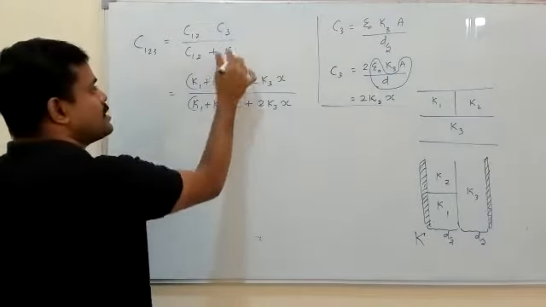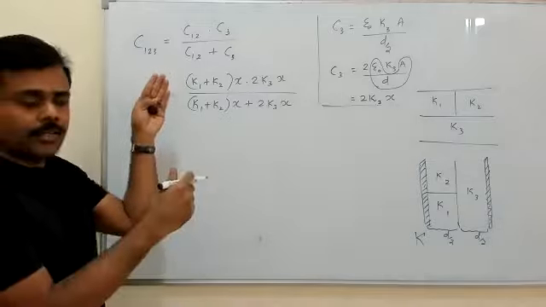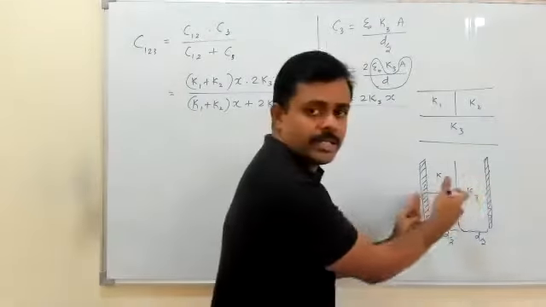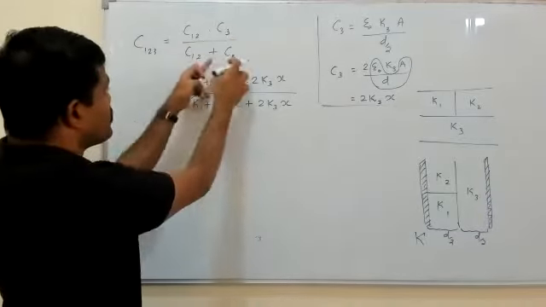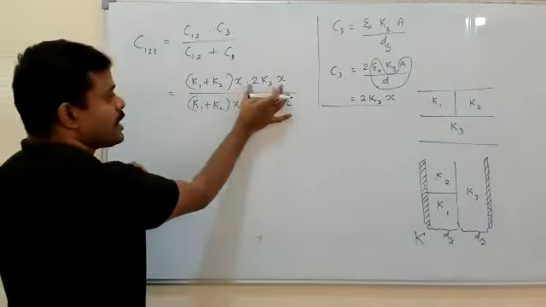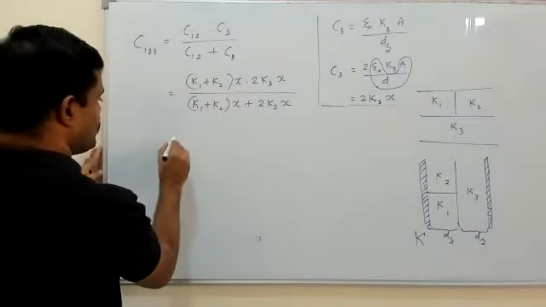That's again common sense. No physics, right? No hardcore concepts. It's like these are in series combination side by side. C1 C2 by C1 plus C2, so C12 into C3 by C12 plus C3. I put the value of C12, the value of C3. Right. Now I can take the common terms there.